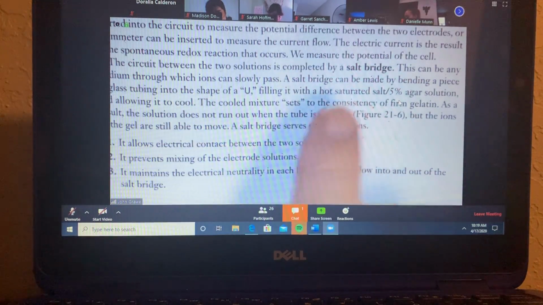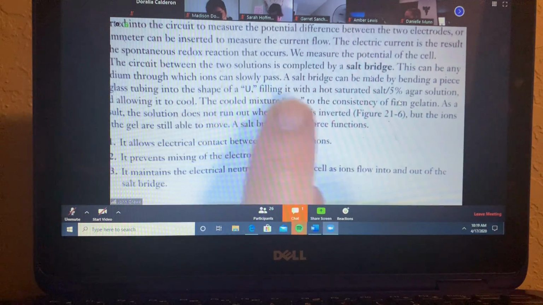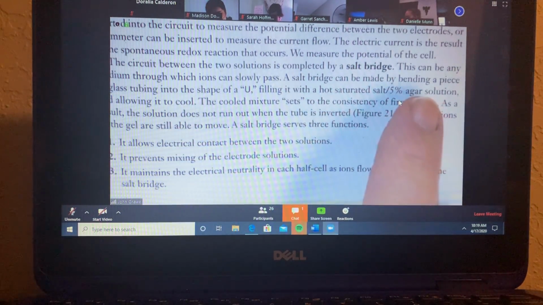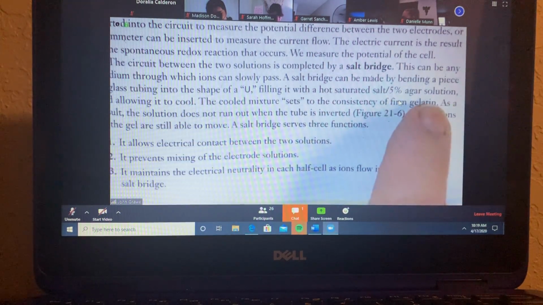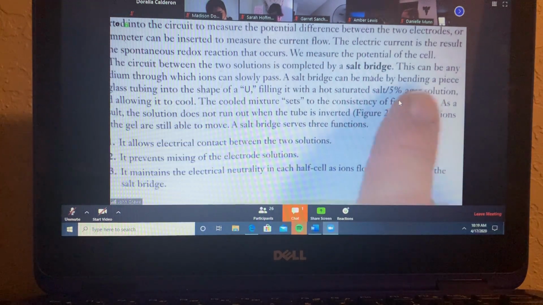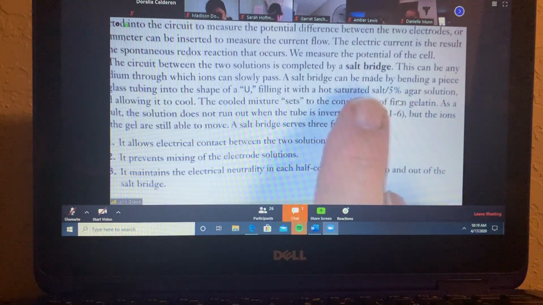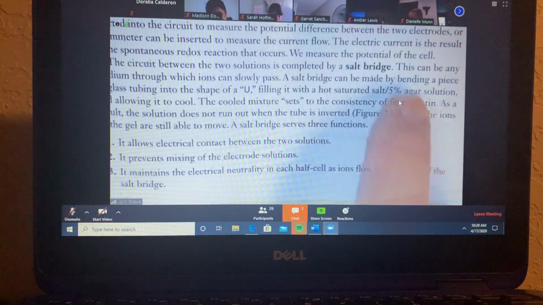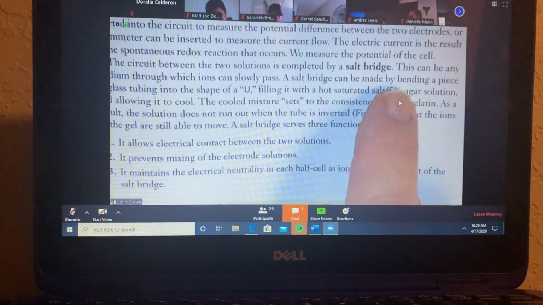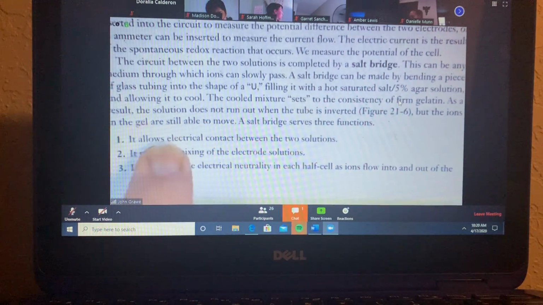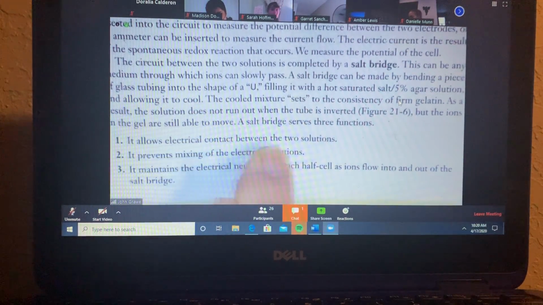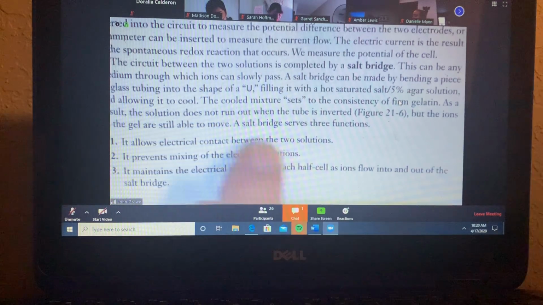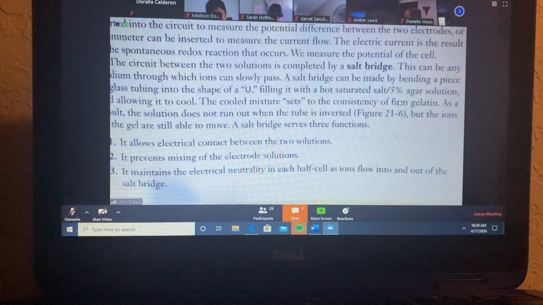It's made out of a U-shaped tube, and the tube is filled with gelatin. The gelatin usually is agar, and we need it to conduct electricity. We have to have flow of electrons. So in that case, we're going to saturate the agar solution with a salt. And that allows electrons to flow between the two half cells. That's the main feature for it.